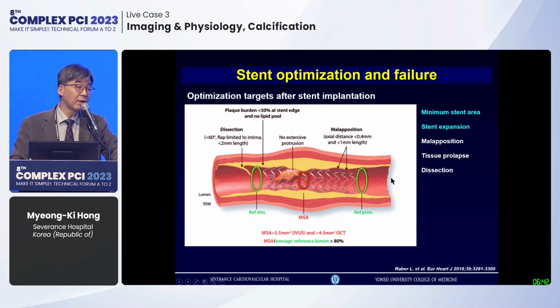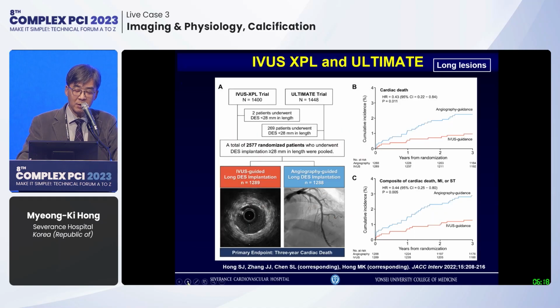This is a very famous slide, the stent optimization criteria. There are several factors to determine stent optimization: minimum stent area, stent expansion, malapposition, tissue prolapse, and dissection. Among the 5 variables, the minimum stent cross-sectional area is the most important to determine stent optimization.